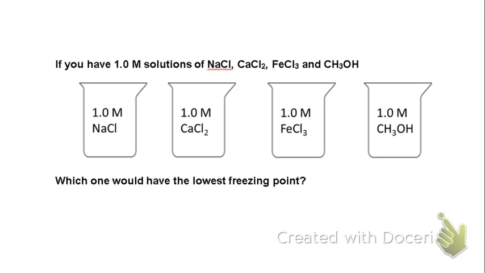Let's try a question. If you have 1 molar solutions of sodium chloride, calcium chloride, iron 3 chloride, and methanol, which one would have the lowest freezing point? Remember, think about how many particles will be produced per substance.